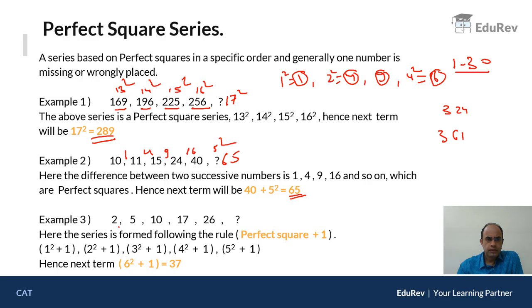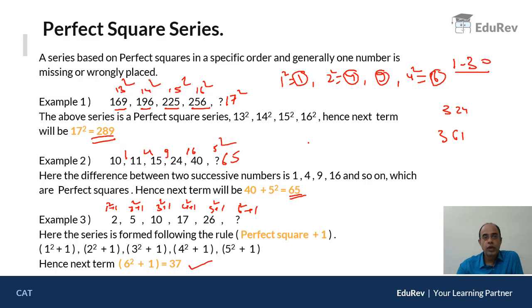Now, let us take one more example. 2, 5, 10, 17, 26. Now, this is a bit difficult one. Fine. So, 2 can be written as, how can you break 2? It is 1 square plus 1. Now, 5 is 2 square plus 1. 10 is 3 square plus 1. Okay, so we get a logic. Next would be 4 square plus 1. This is 5 square plus 1. Extending the same logic, this should be 6 square plus 1. 6 square is 36, plus 1 is 37. Hence, the question mark would be filled by 37.